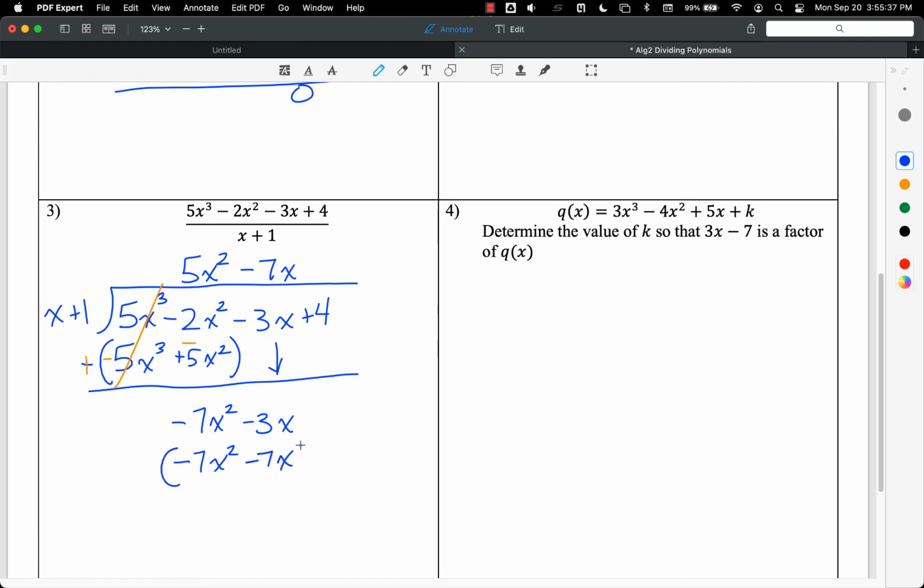We're going to take this binomial and we're going to subtract it from the polynomial above. And when we do that, I'm going to distribute the negative by going like this, just changing all the signs. And negative 7x squared plus 7x squared is gone. And negative 3x plus 7x is a 4x. All right, almost there. Bring down the 4, and I have 4x plus 4 now.